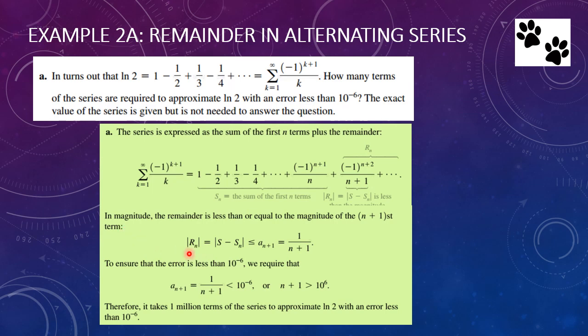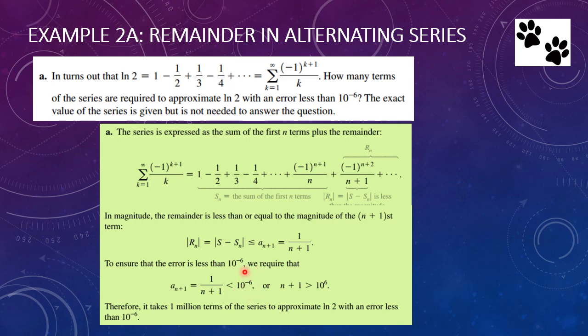Remember from our theorem that the absolute value of the remainder is less than or equal to A sub n plus 1. Well, if A sub k is 1 over k, then A sub n plus 1 is 1 over n plus 1. And here we were trying to find an error less than 10 to the negative 6. So since our error has to be less than 10 to the negative 6, 1 over n plus 1 is the bound on the absolute value of our remainder, and we want that to be smaller than 10 to the negative 6.